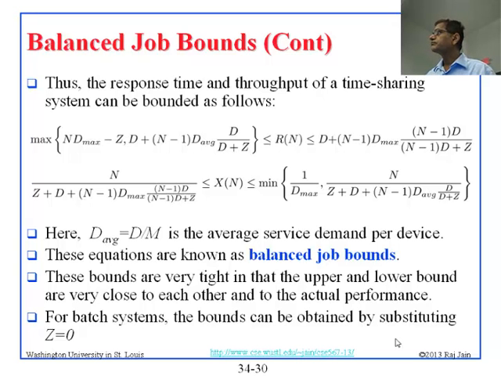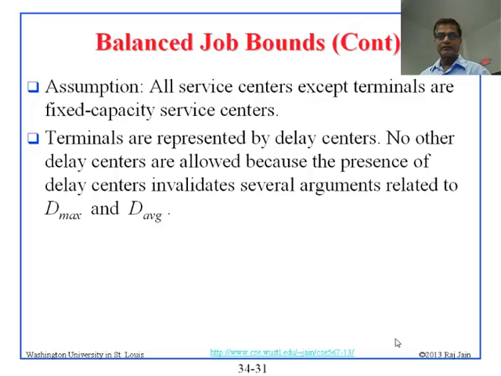And these bounds are very tight. Tight in the sense that when we see the plot, we will see that the upper and lower bounds are very close. For batch systems, the bounds can be optimal by substituting Z equal to 0. If there is no think time, then you can just put Z equal to 0 and you get a similar bound.